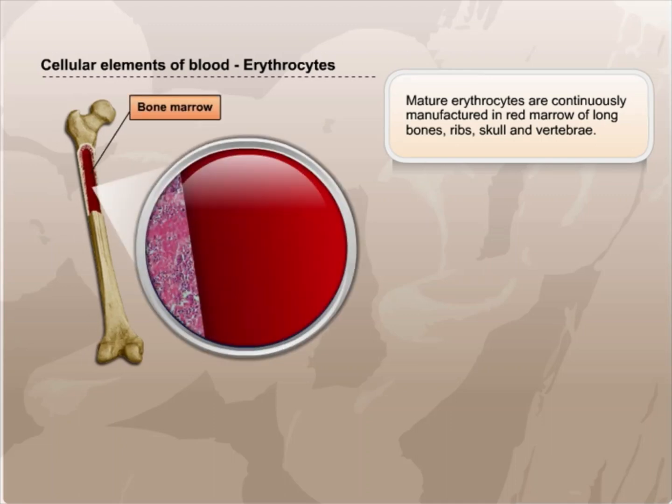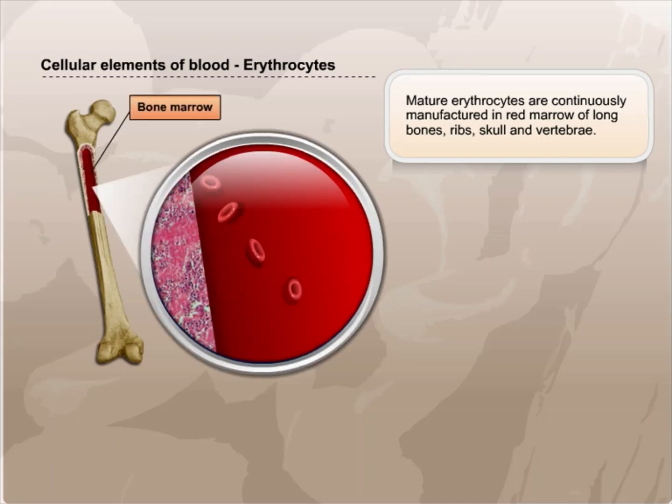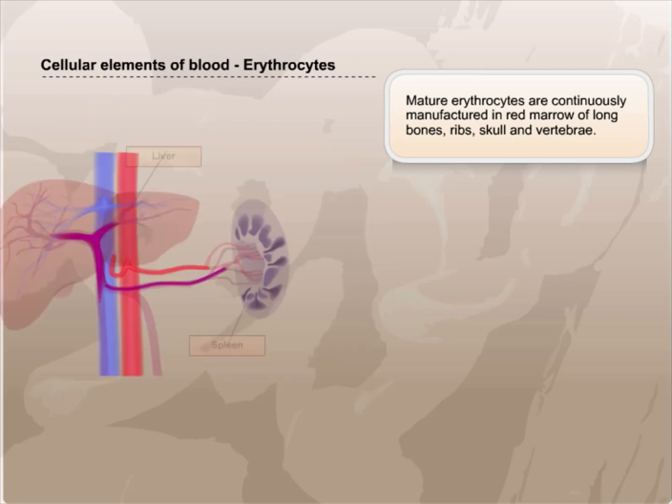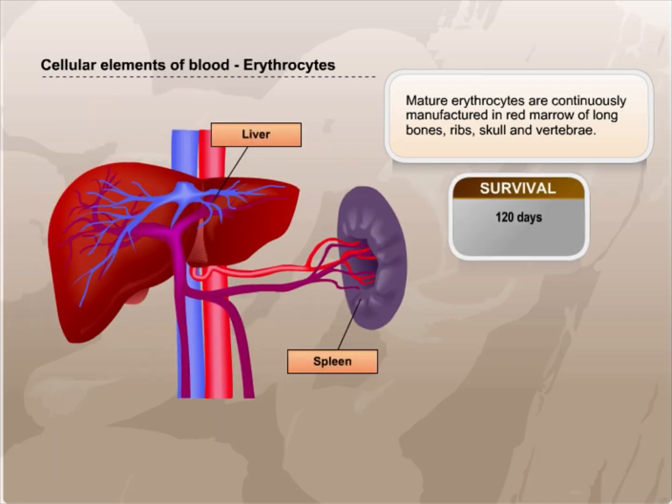Mature erythrocytes are continuously manufactured in red marrow of long bones, ribs, skull, and vertebrae. The lifespan of erythrocytes is only 120 days. Then they are destroyed in liver and spleen.